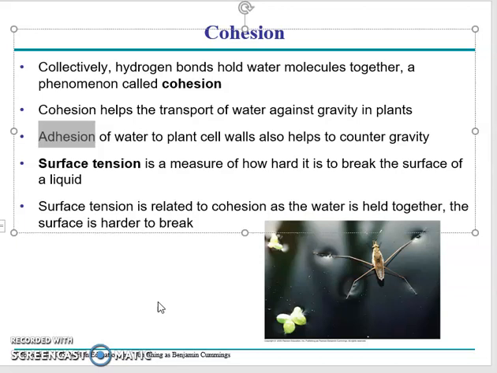So there's a slight difference here. Cohesion is where water molecules stick to each other. So that's just all water. That's all we're talking about. Adhesion is where water can stick to other substances because of its polar nature, right? Water isn't the only polar molecule in the world. There's lots of other polar molecules too.